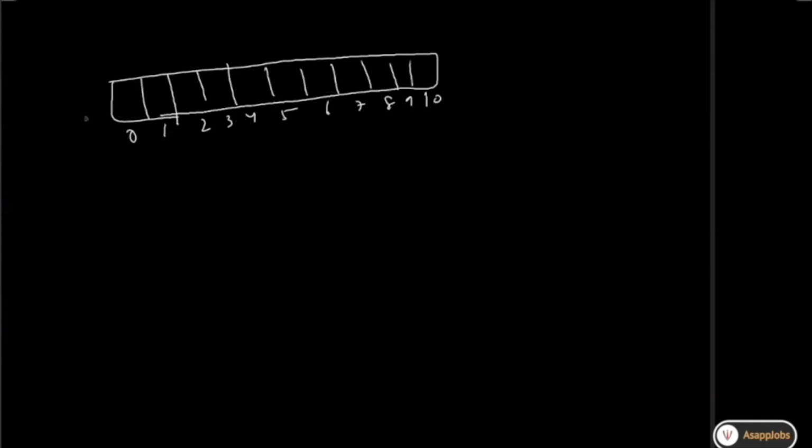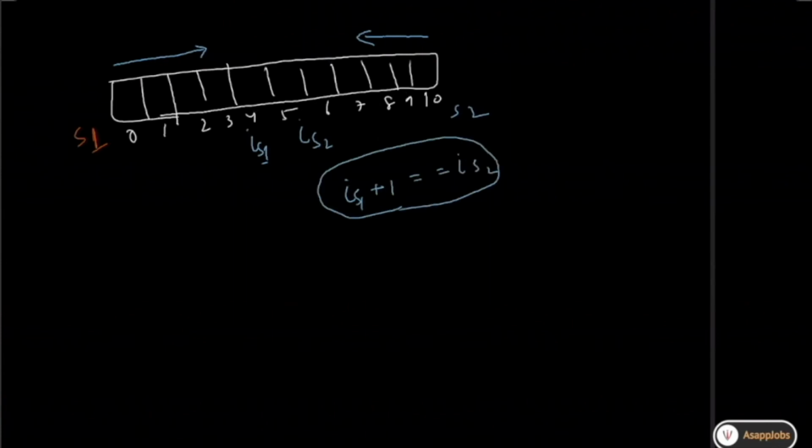I have a stack 1 here and I have a stack 2 here. So stack 1 should start to fill the elements from this direction to this direction, and stack 2 should try to fill the elements from this direction to this direction, right? And if suppose the index of stack 1 is this and the index of stack 2 is this, if index of stack 1 plus 1 is equal to index of stack 2, in that case I say that there is no more element that you can place in this particular array.